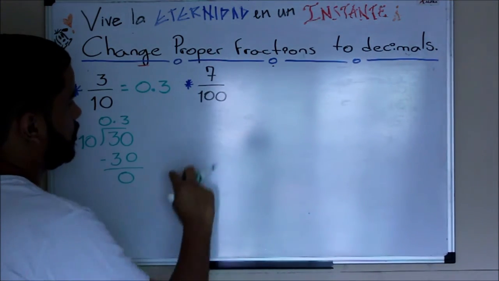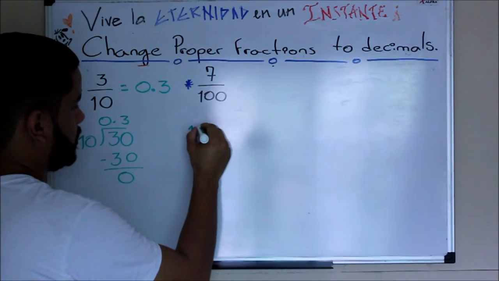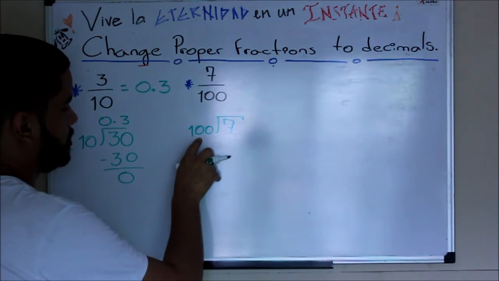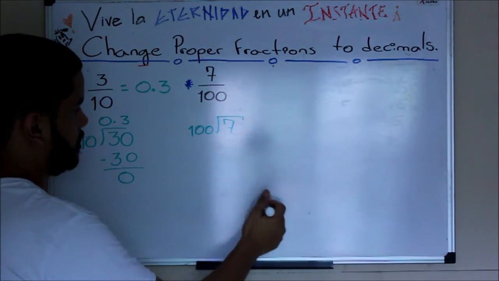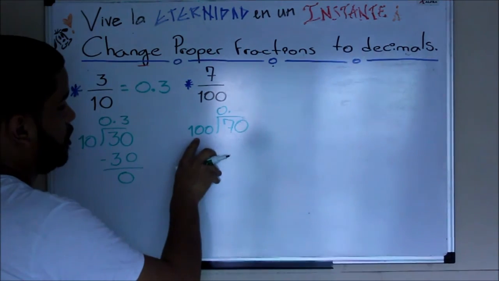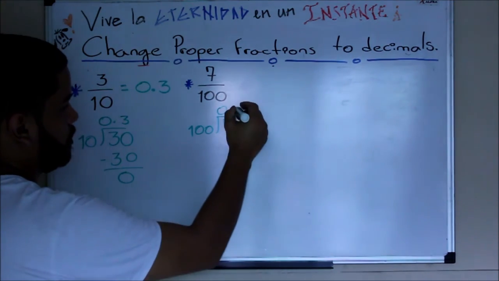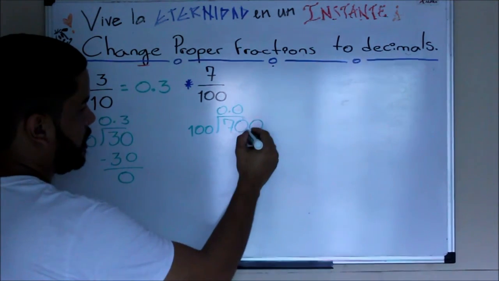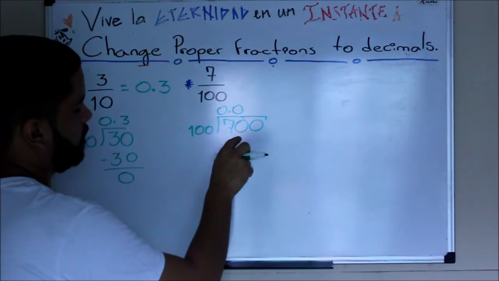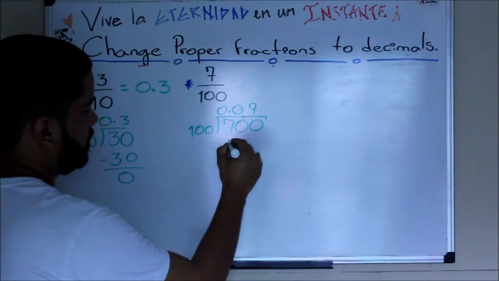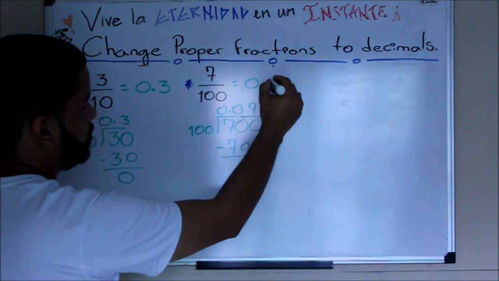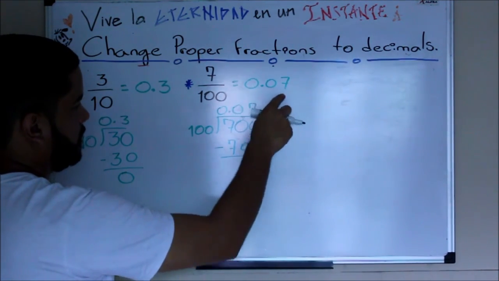Let's see this one, 7 over 100. That means that our 100 will be outside and our 7 will be inside, like that. How many times does 100 fit on 7? None. So we're going to write here 0 point, and now we're having 70. So how many times does 100 fit on 70? None. So we're going to add here another 0 to have now 700. Now how many times does 100 fit on 700? Fit 7 times. So we'll have here 700 and we get 0. So our result will be this decimal, 0.07.